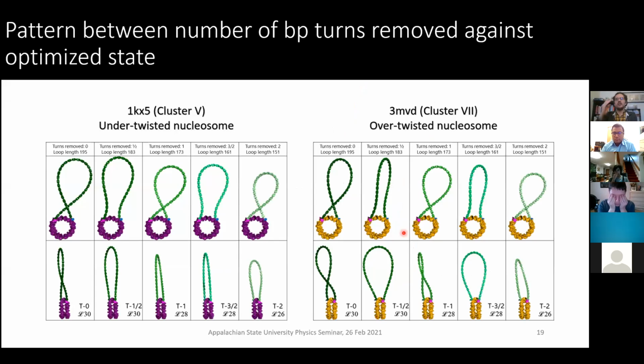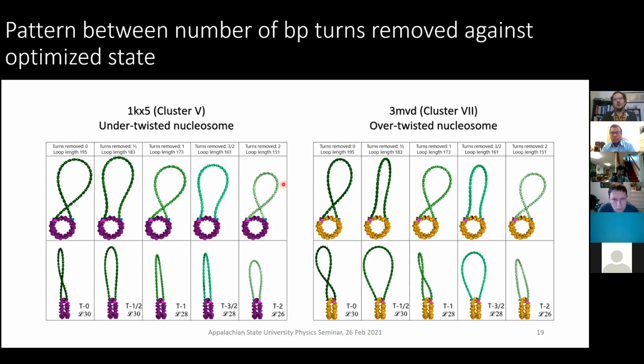And what I noticed was there was an interesting pattern in terms of an opening and closing that occurs, depending on whether I've removed an integer number of turns or half-integer turns of our DNA. For every integer turn of DNA that was removed, I noticed that I have a closed configuration in this particular under-twisted nucleosome in purple that also tends to replicate with this over-twisted nucleosome in gold. So I had this repetitive closing and opening of our loop.